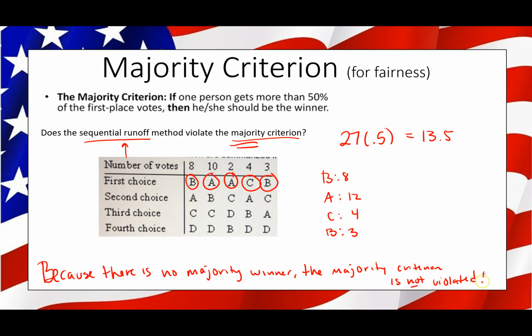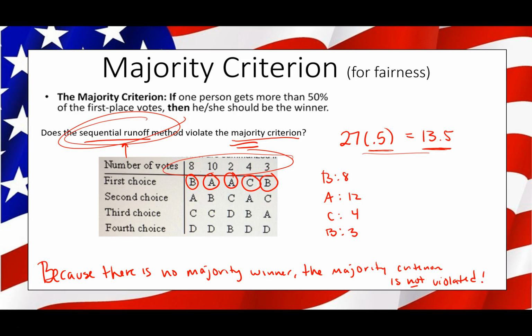So aren't we happy that we checked to see if there was a majority first before we did all this process for the sequential runoff? I'm certainly glad. Okay, so as a quick summary here, for all these problems, you first have to find what the majority would be by taking your total number of votes and multiplying it by 0.5. In this case, you'd need 14 votes to have a majority. Then you should determine who has the majority, if anyone.